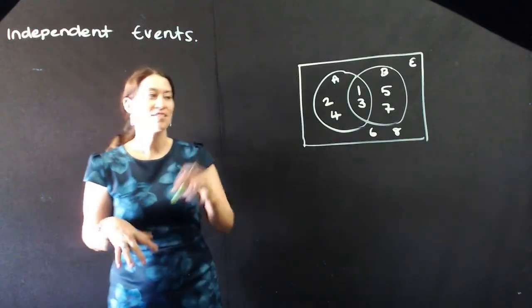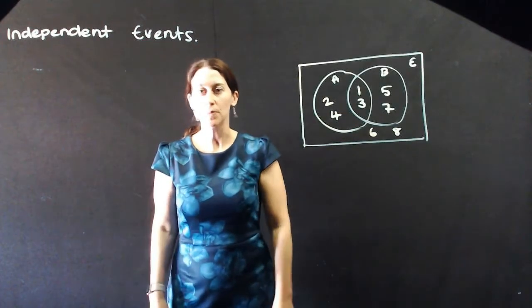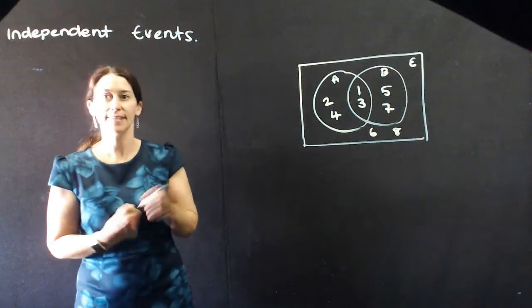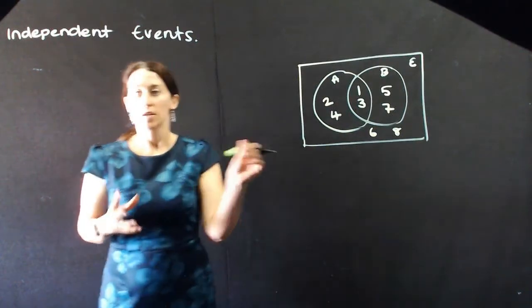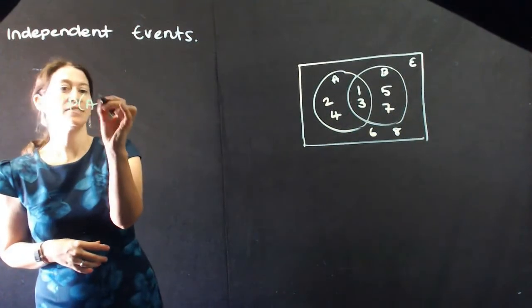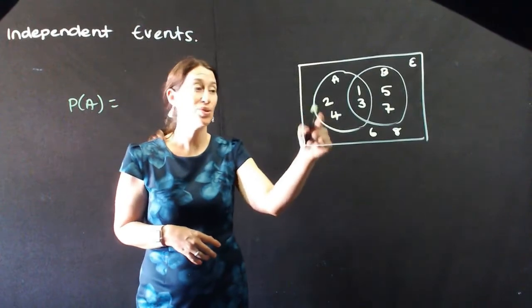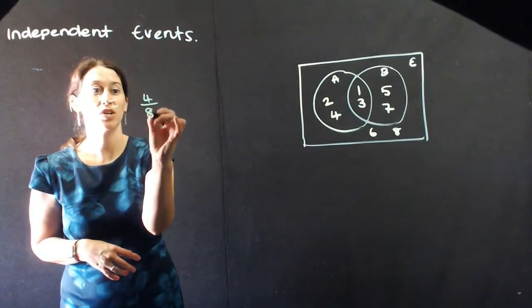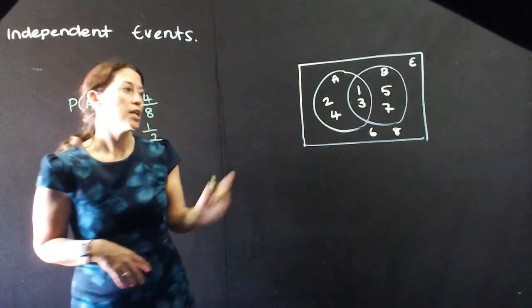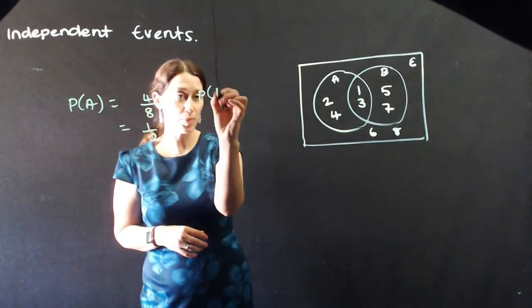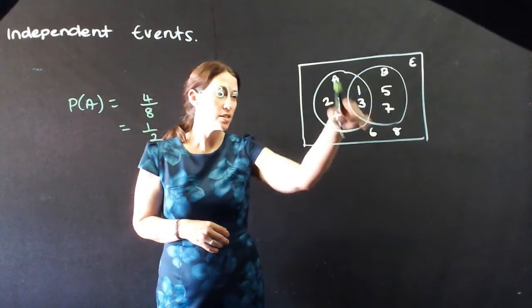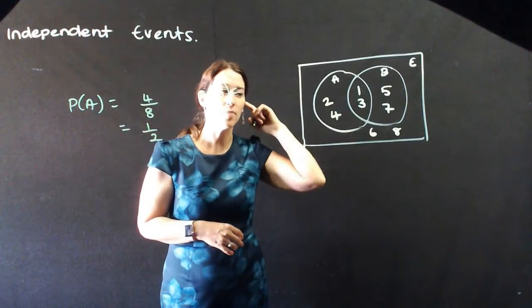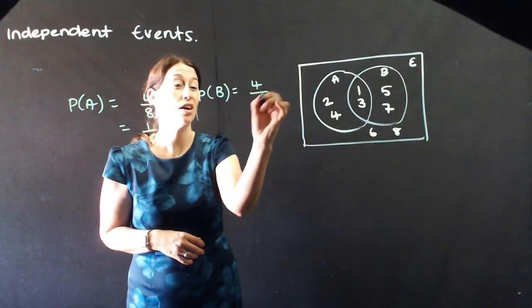So I'm going to do this quick example where we want to know whether A and B are independent events. Let's have a look first of all. Let's look at the probability of A. The probability of A is 1, 2, 3, 4 out of 8 numbers. So 4 out of 8, which we know cancels to 1/2. Let's look at the probability of B. Probability of B is 4 out of a total of 8, which is 1/2.